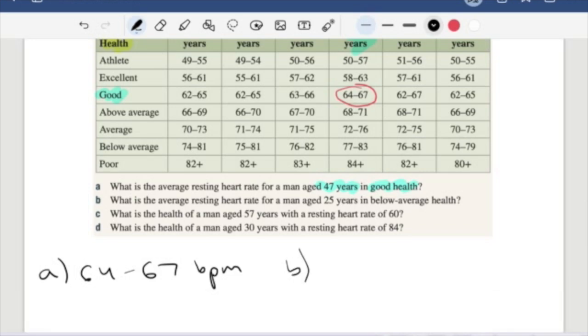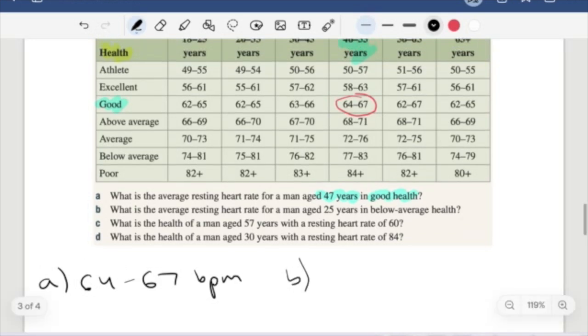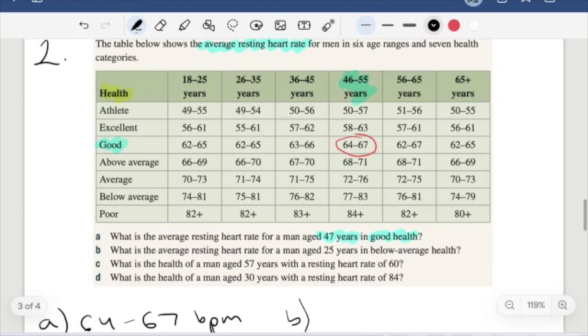Part B, we are looking for the average resting heart rate for a man aged 25 years in below average health. So let me just undo all these things. Once again, we are looking at all the key parts of the question. So we've got someone aged 25 years and we have below average health.